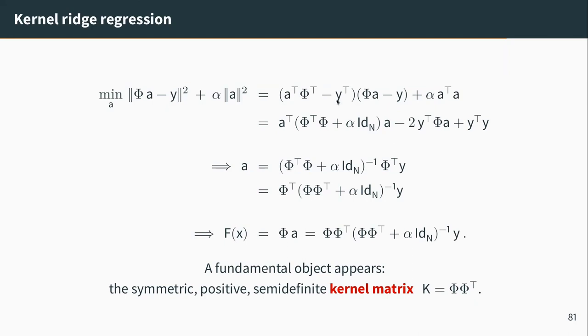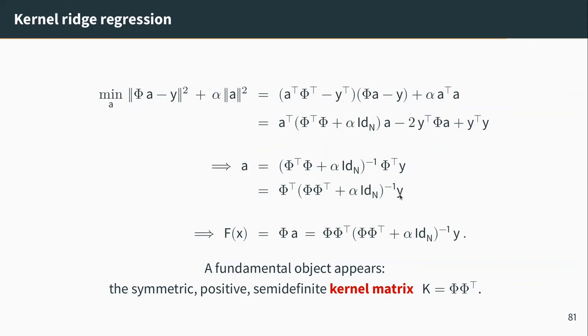Anyway, this is a matrix form, and you have terms that depend on a. You have quadratic terms in a, linear terms, and constant terms. So in the second line here, I just factor everything quadratic with respect to a. So I get the matrix phi transpose phi plus alpha times the identity. A linear term, which is minus 2 y transpose phi, and a constant term, and we don't care about the constant term because we are minimizing with respect to a. It's just a quadratic function of a, and so you know that the solution has this form. So you just need to invert this matrix, and you rewrite it using another expression.